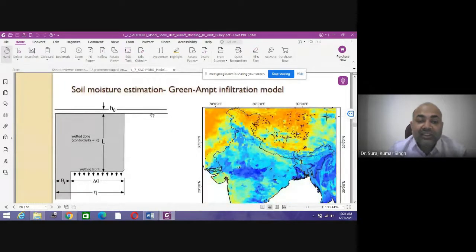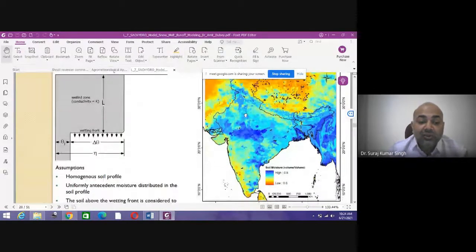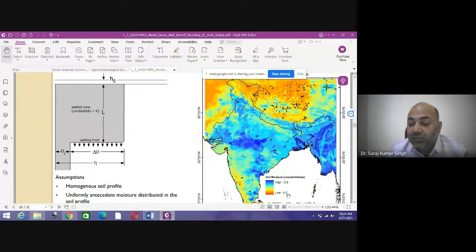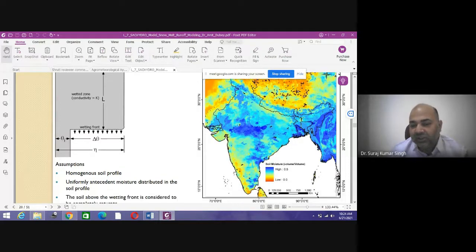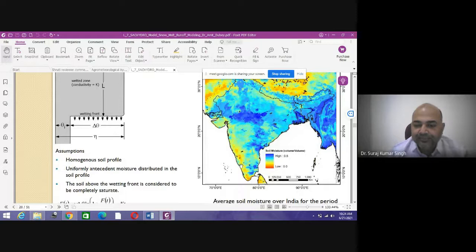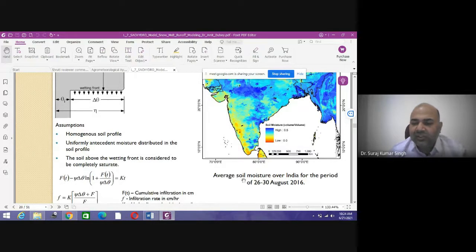So we'll be estimating the soil moisture using the Green-Ampt infiltration model. Using this model, you can see where the soil moisture is high and where it is low. You can see that along the western borders of Rajasthan, the southern border of Gujarat, and along Kerala and Karnataka, the moisture content is very low. That is because this is the average soil moisture over India for the period of 26 to 30 August 2016.